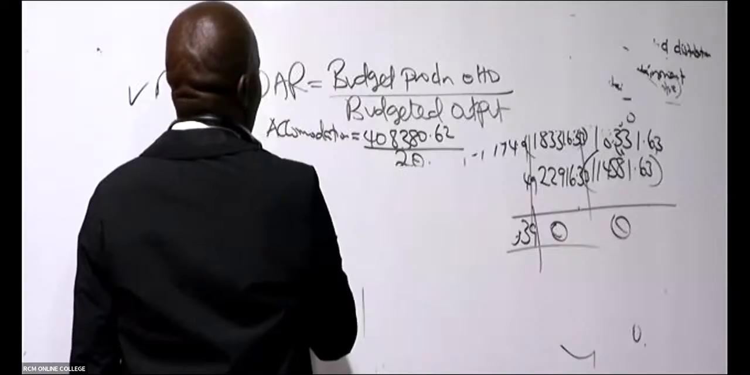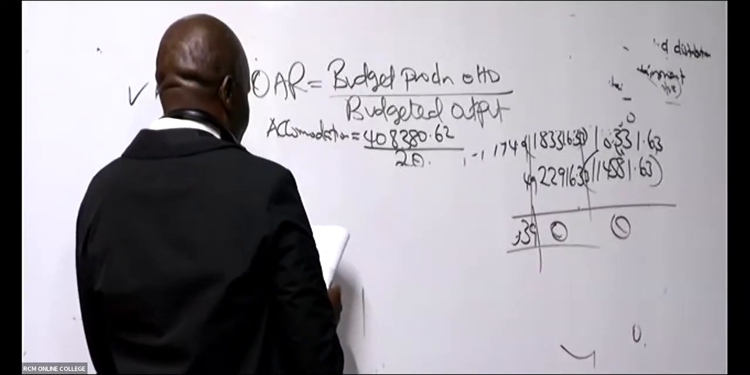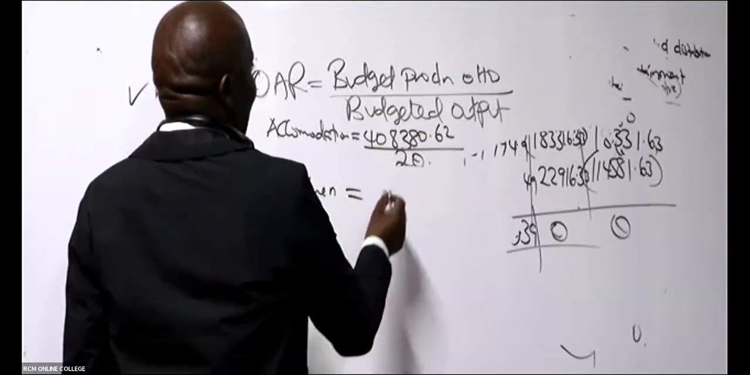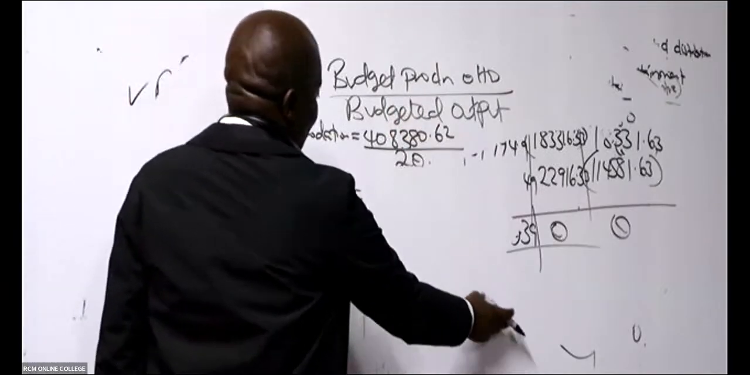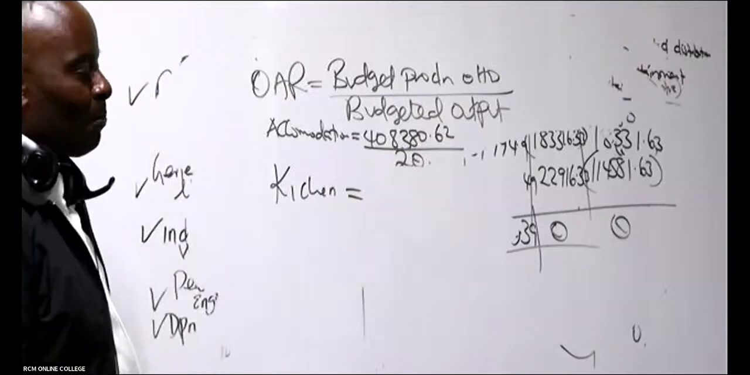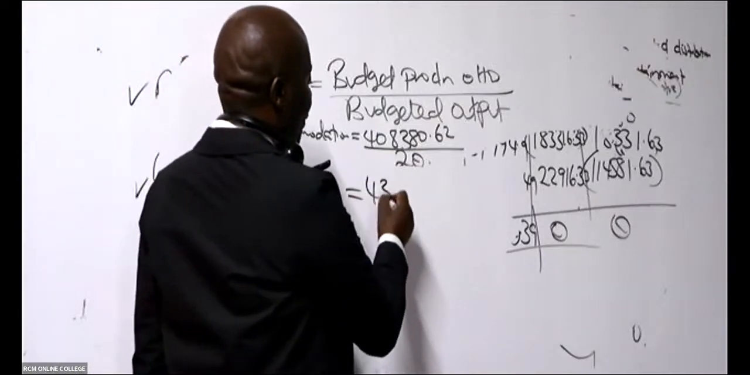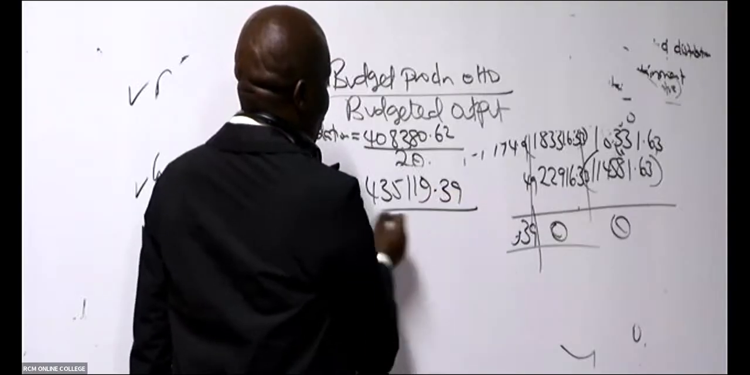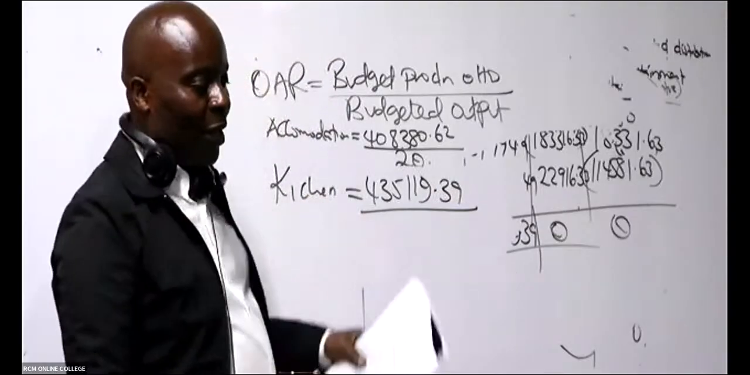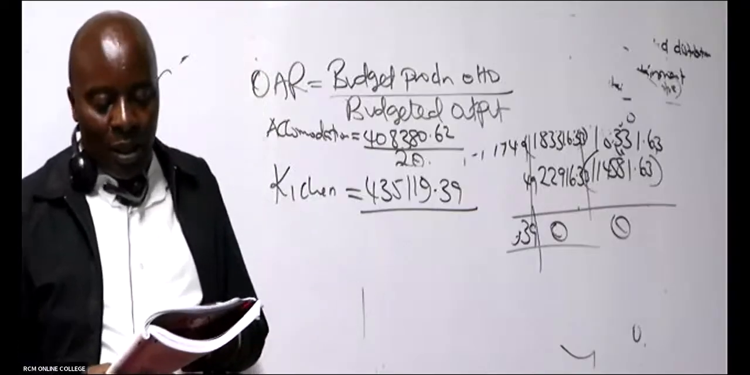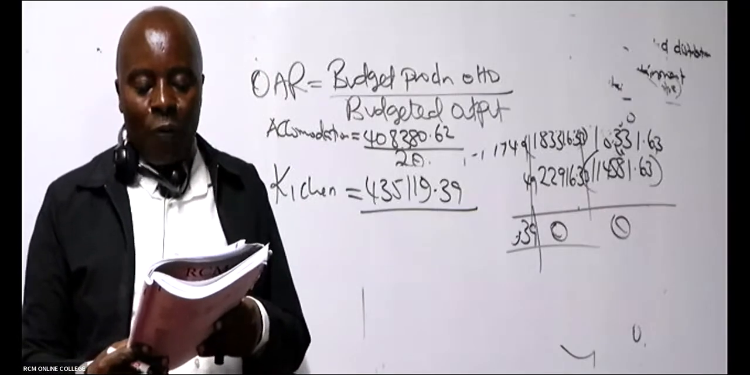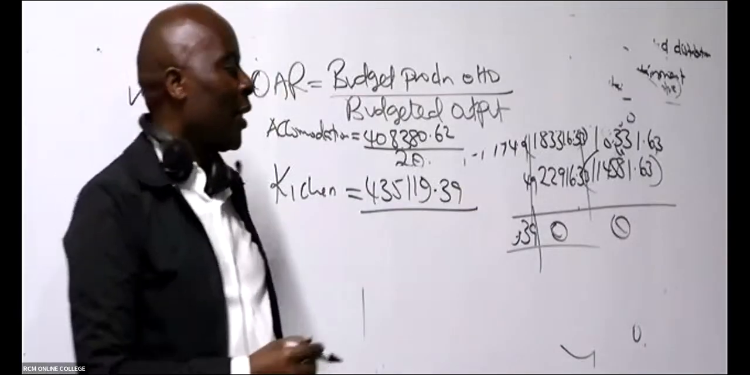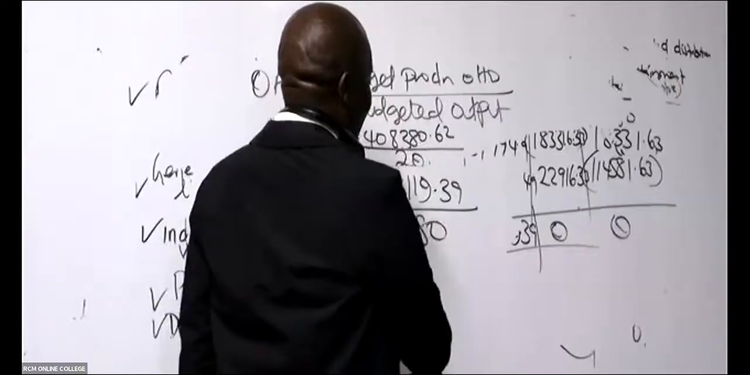The OAR for the next department, which is kitchen. Are you able to see the budgeted production overhead for kitchen? 435,119.39. So we divide this by the number of plates. And you can see from note 1, from the kitchen, we intend to serve how many meals? 480. We divide this by 480, like that.